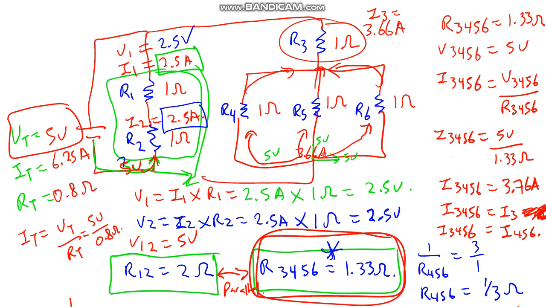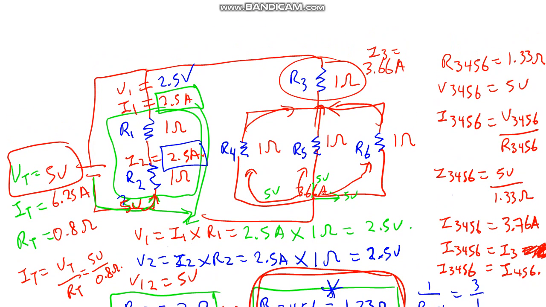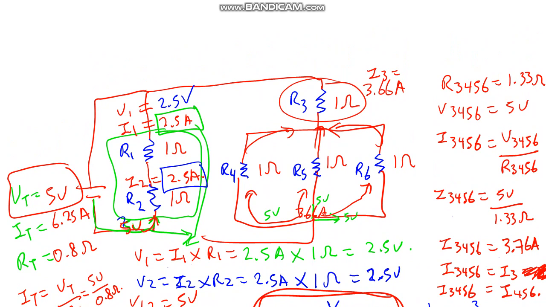All right, so how do we figure out V3 then? So V3 is equal to I3 times R3. And I3 is 3.76 amps times R3, which was 1 ohm. So V3 is equal to 3.76 volts.